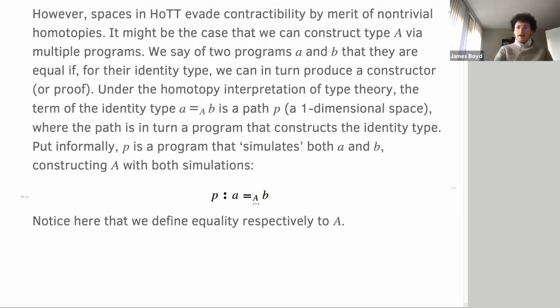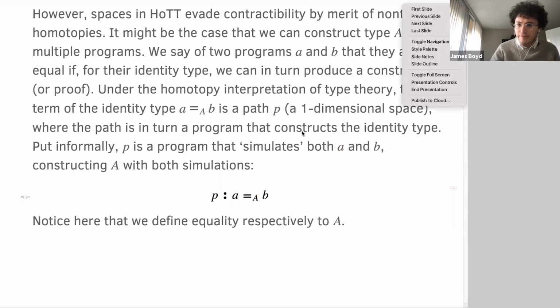So you have this type, you have this term of this type, you have this term of this type. This is a program for constructing big A. This is a program for constructing big A. And this is a path between these points. It's also a program that simulates this program and shows that both of these programs construct the same type. And we're defining equality with respect to big A because that's the space, that's the type of concern here.